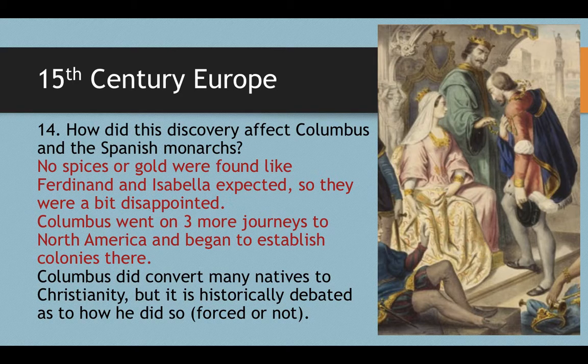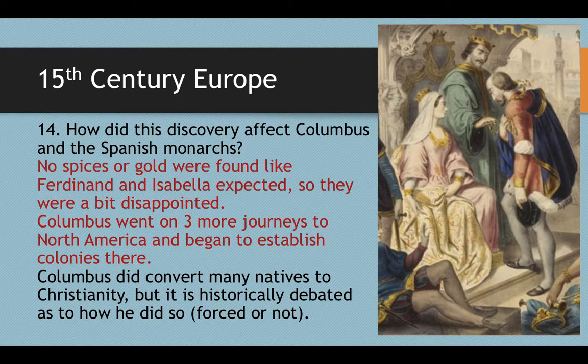Now, he did make good on his second promise. He did convert a lot of natives to Christianity, but it is historically debated as to how he did so, whether by force or not, or by choice. Okay, that's still historically debated by historians.